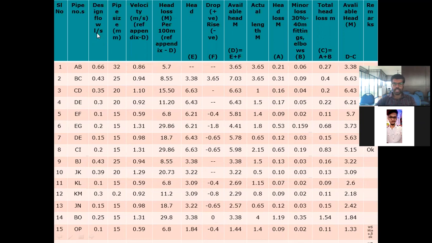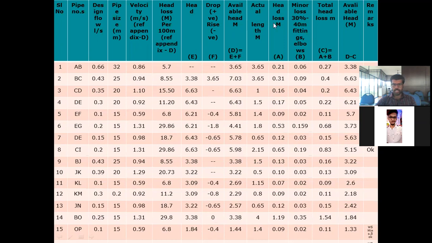The same flow only, liter per second. You can write capital Q here. This is pipe diameter in mm. You can write velocity in meter per second, head loss in meter per 1000. This is head drop, positive or negative. Available head: this is E, this is F, this is E plus F, D.